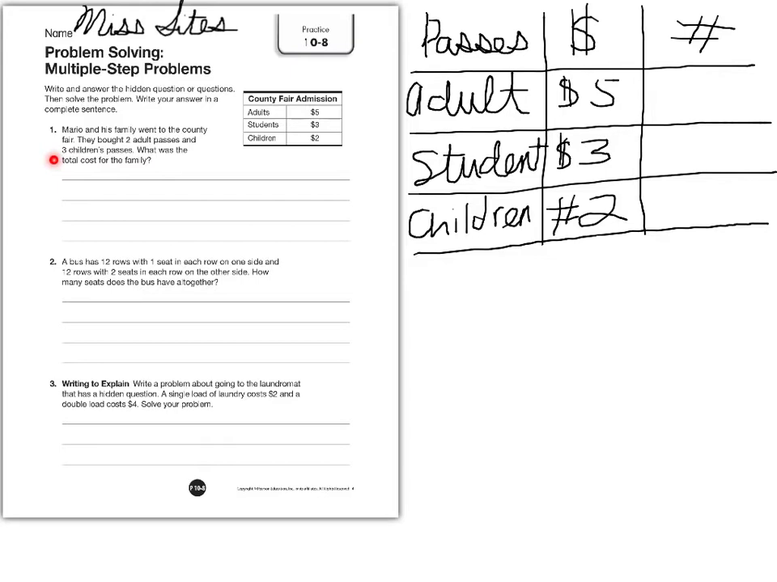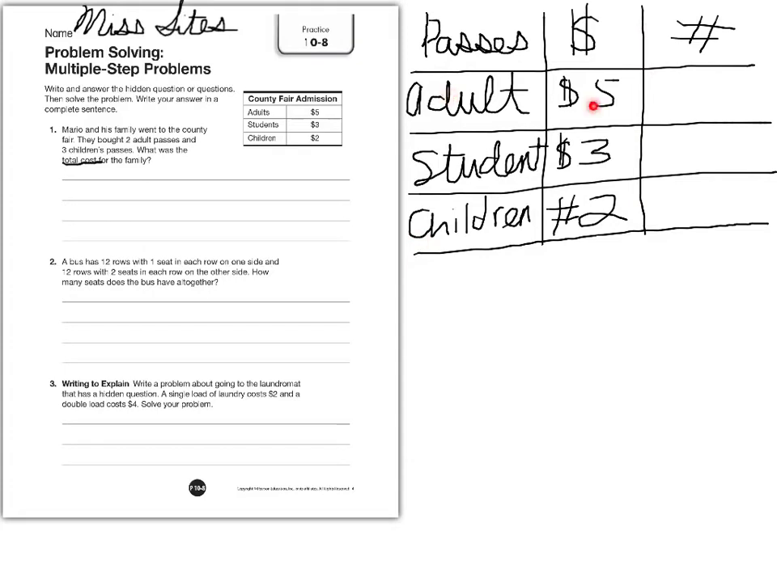Mario and his family went to the county fair. They bought 2 adult passes and 3 children's passes. What was the total cost for the family? So keep in mind that we are looking for the total cost for the family. Right, let's underline that. Okay, so they've already given you a table, and I've basically copied this table right here.